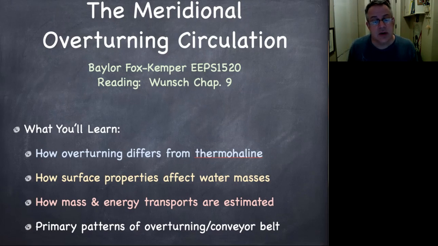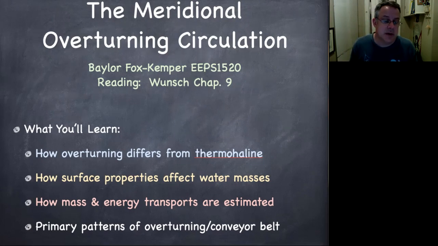Wunsch discusses this in great detail in chapter 9, which is a great place to go look. What we're going to talk about here is particularly how the overturning differs from the thermohaline circulation. It's kind of two different names. They mean something very different, though. It is a more modern take that calling it the meridional overturning circulation, or the MOC, or the AMOC for the Atlantic meridional overturning circulation, is much more scientifically precise, for reasons we'll get to.